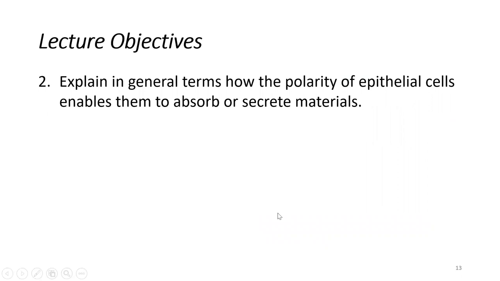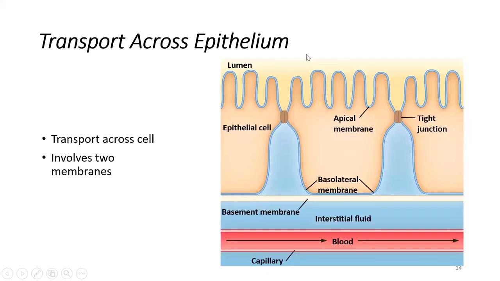Second objective is to explain in general terms how the polarity of epithelial cells enables them to absorb or secrete materials, essentially how we have movement across the epithelial membrane. Now, transport across epithelium happens across two different membranes.